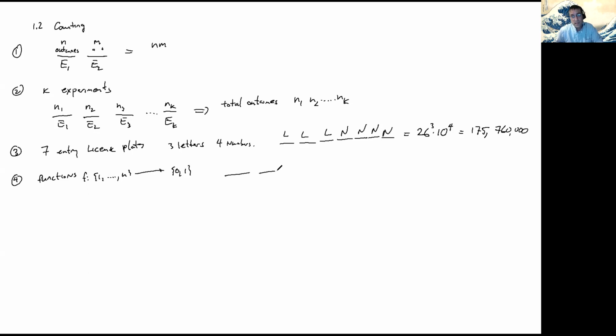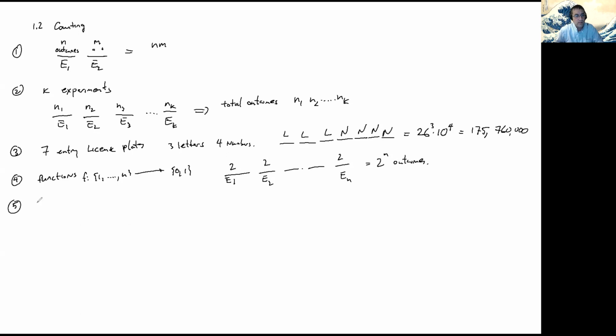We can think of this as n experiments, where experiment 1, experiment 2, all the way up to experiment n. Experiment 1 has two outcomes, 0 or 1. That's what you assign to the number 1. Then experiment 2 has two outcomes, experiment 3, all the way up to experiment n. You're going to get 2 to the n possible functions or outcomes. So that's the answer for that problem.